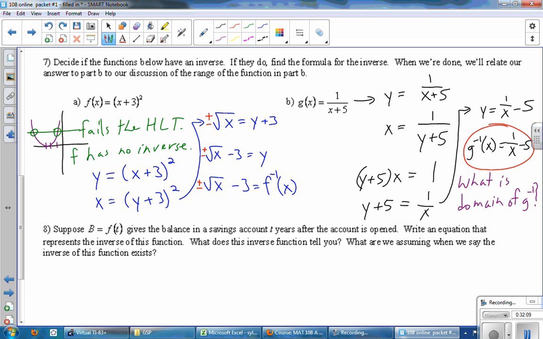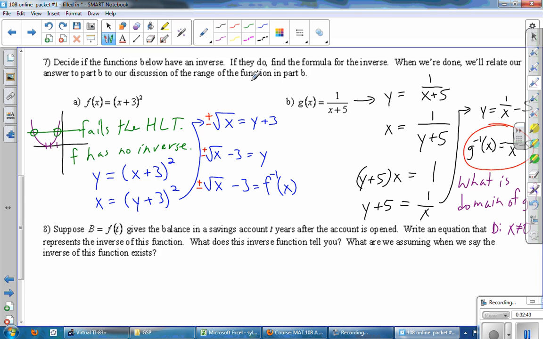Domain of G inverse. So remember, domain, there are generally two things you're looking for. You want to make sure that you avoid taking the square root of what kind of a number? Negative. And you want to avoid dividing by what number? 0. So we just have to make sure there are no square roots, and that we don't divide by 0. So the only bad number would be involving division by 0. So the domain here is all the x's that aren't 0. Okay, easy enough.